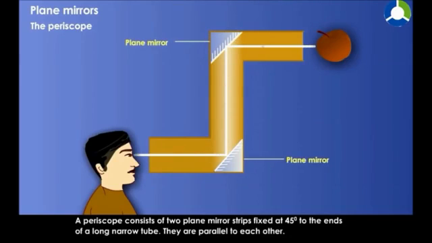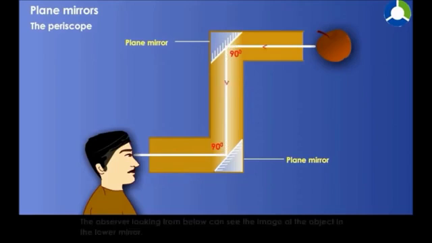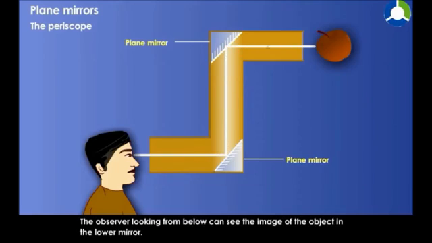A periscope has two plane mirror strips fixed at 45 degrees to the ends of a long narrow tube. They are parallel to each other. Each mirror turns the light rays by 90 degrees. The observer looking from below can see the image of the object in the lower mirror.